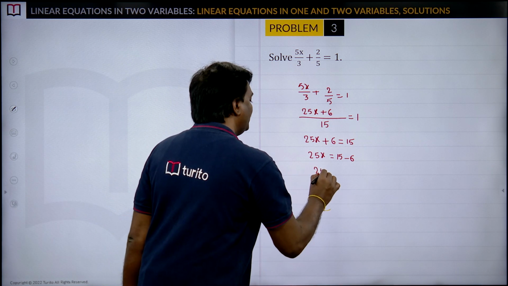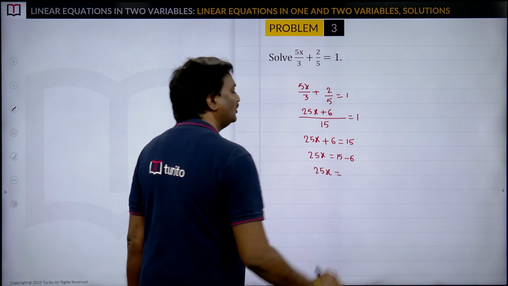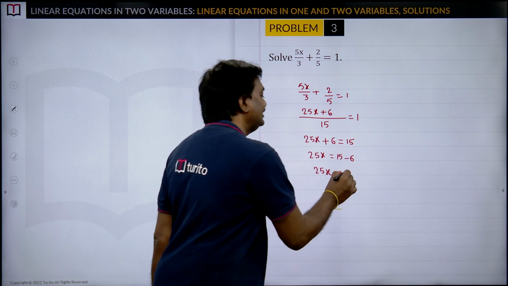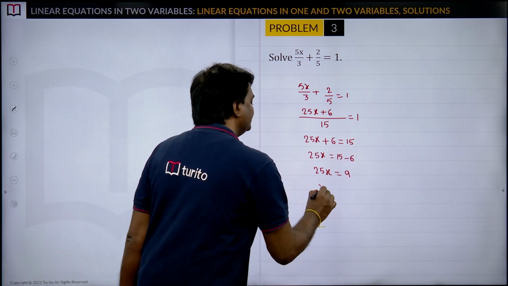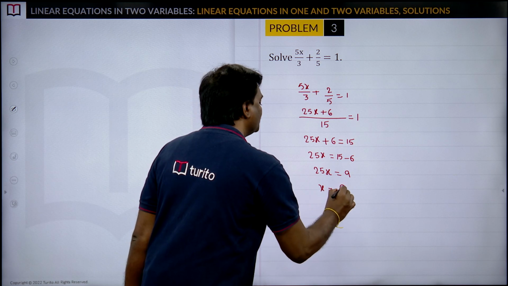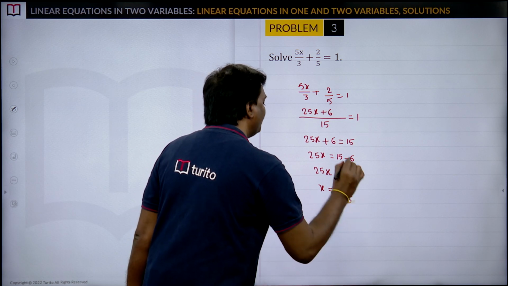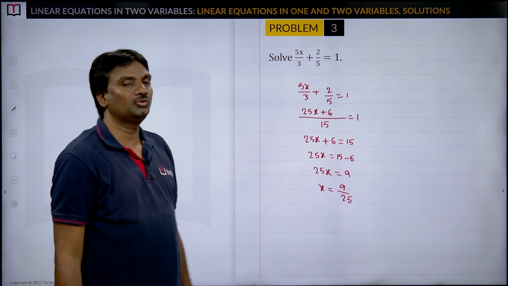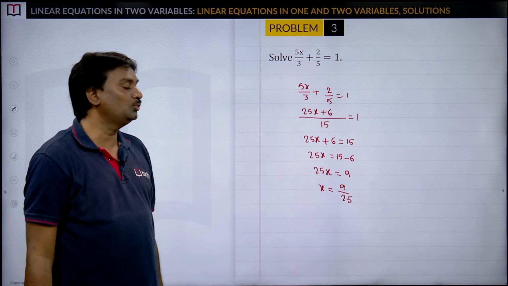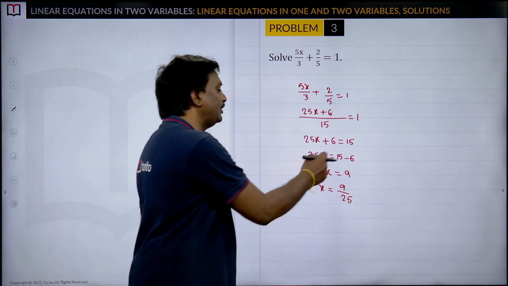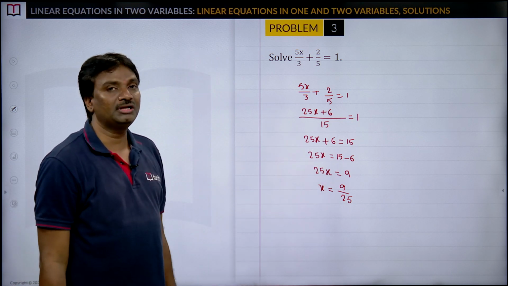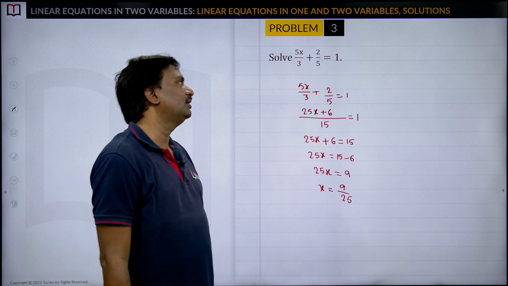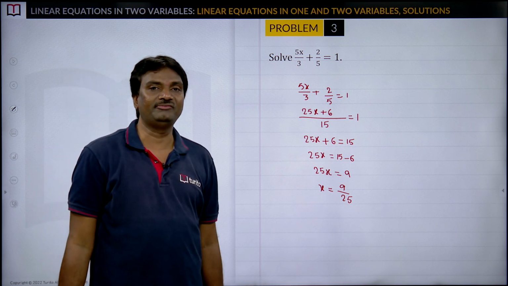So, from this you will get 25x equal to 15 minus 6, which is 9. By dividing on both sides by 25, we get x equal to 9 by 25. That is the solution or root of the linear equation 5x by 3 plus 2 by 5 equal to 1.